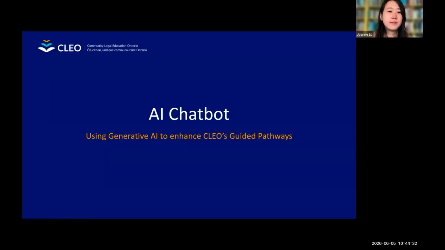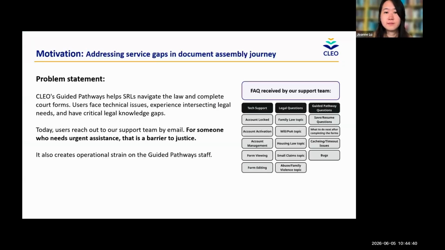Thanks, Eric. Hey, everyone. My name is Joanne, and I'll be talking about how we're using Gen AI to enhance CLEO's guided pathways. So to start off with the motivation for this, in our AI journey, we first looked at places where we thought AI could enhance our guided pathways program, and we found that in the realm of user support, there was a lot of opportunity. Users of our guided pathways today frequently hit a lot of roadblocks, including account issues.